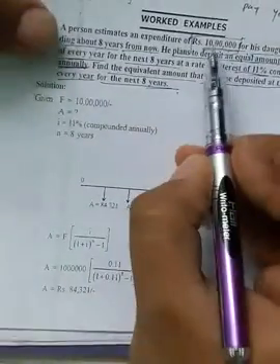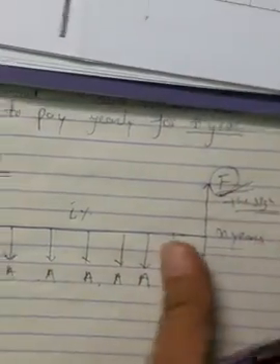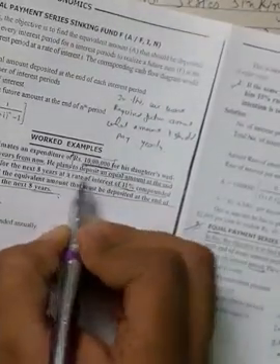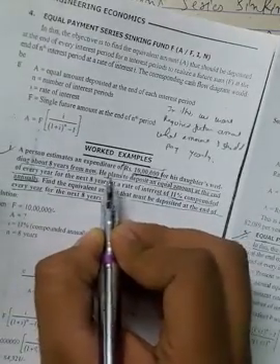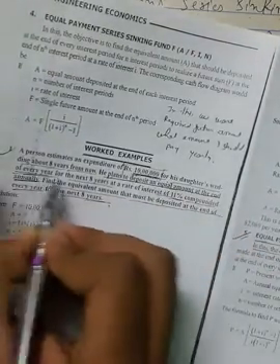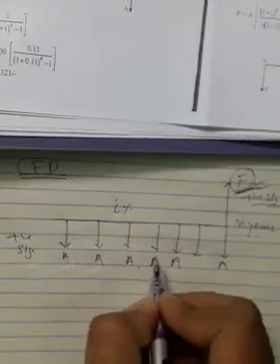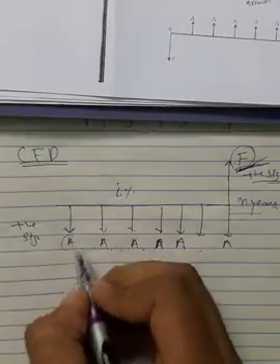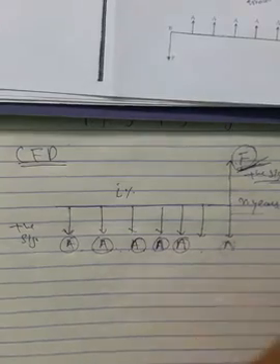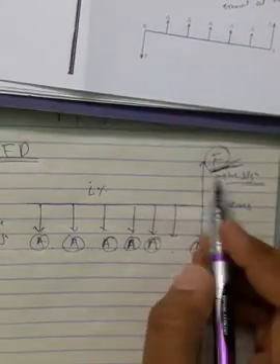Same thing, see here what he is saying: he requires a future amount of 10 lakh. This future amount, 10 lakh, you know. Further he said that he plans to deposit an equal amount at the end of every year. This is the equal amount that he needs to pay at the end of every year to get this future amount. So basically we are going to find this A value.